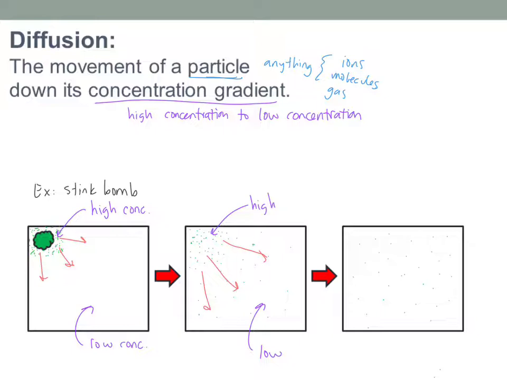The idea is that the concentration is the same throughout. So over here, we'd now have the same concentration everywhere. And once you have that same concentration everywhere, that means diffusion stops. Diffusion only happens until the concentrations are equal.